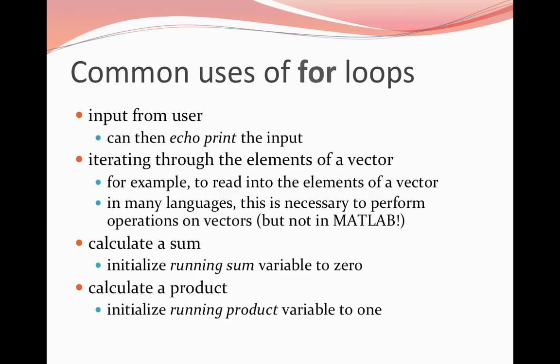We could also calculate a sum. For example, we could initialize a running sum variable to 0, and then we could loop to add more and more values to this running sum. Or we could calculate a running product. To do that, we would initialize a running product variable to 1, and then we'd multiply more and more values to this running product.